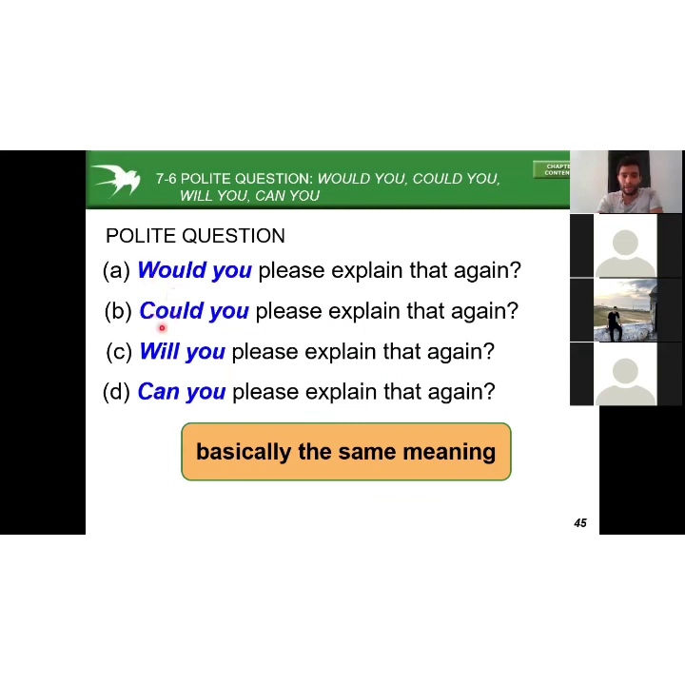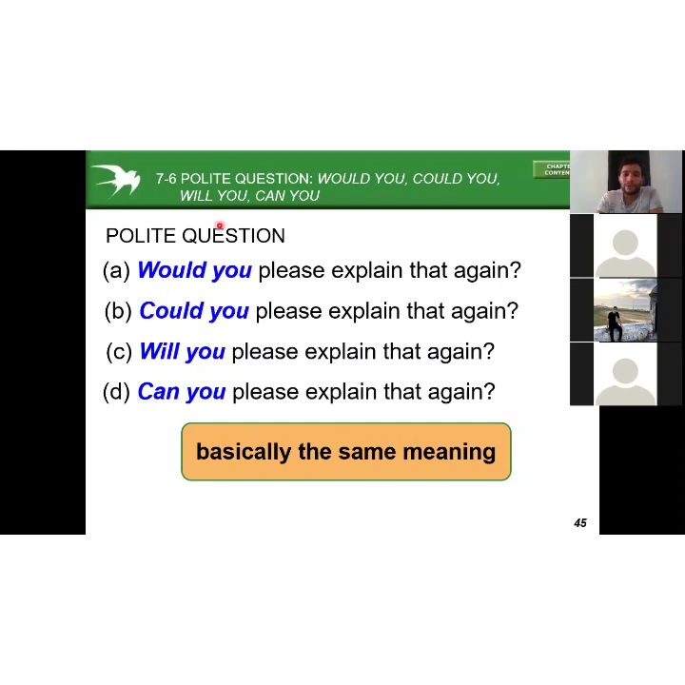I know would. I mean, ¿podría explicar eso de nuevo, por favor? That's what it means, right? All of them, all four of them. But now you may be wondering, teacher, but would means nothing and will means nothing. Why would you say that means podría, and why will means podría as well, right?